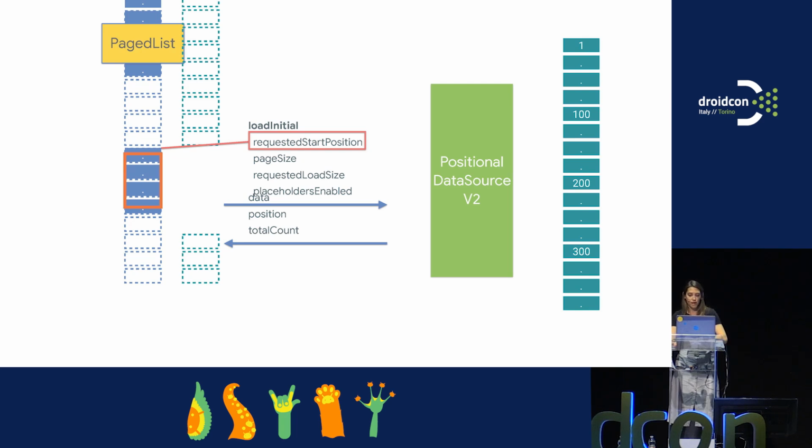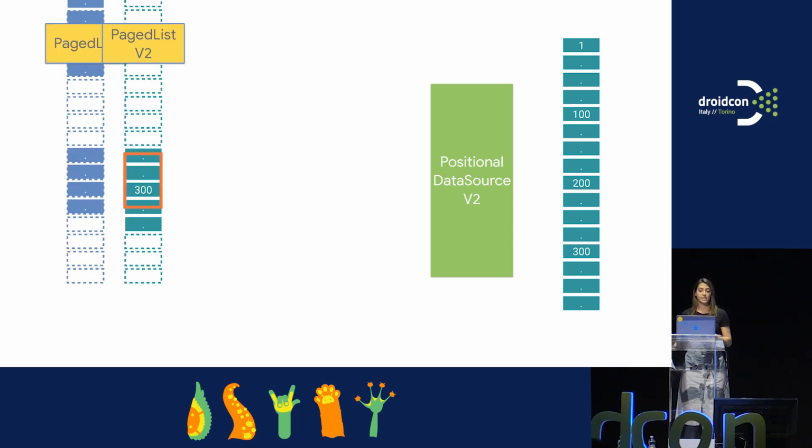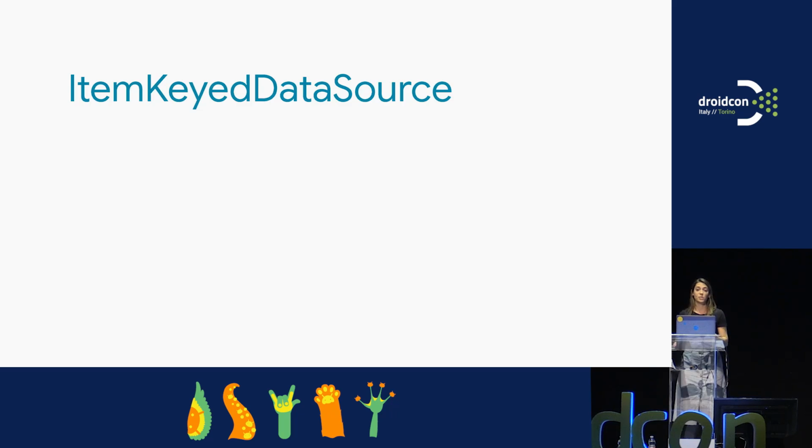OK, but getting back to our positional data source, let's say that the data gets invalidated. What happens in this case? Well, I said that another data source is created. Here, load initial is called again, with the start position being a bit above of the item that is being displayed right now, together with the page size and so on. Then the data is being retrieved from the data source, and then a new page list is created. With the help of the page list adapter, the diff is computed, and now we're displaying the new items.